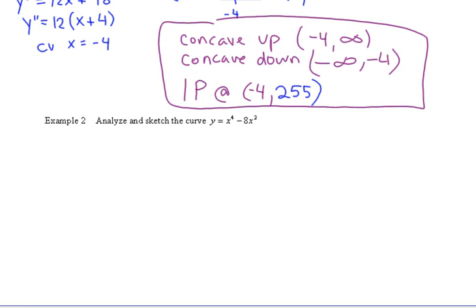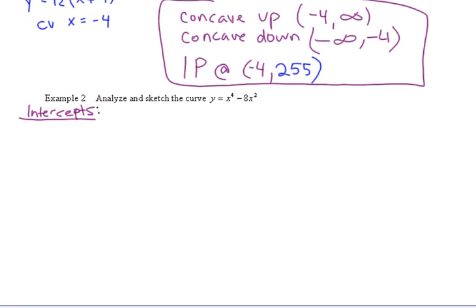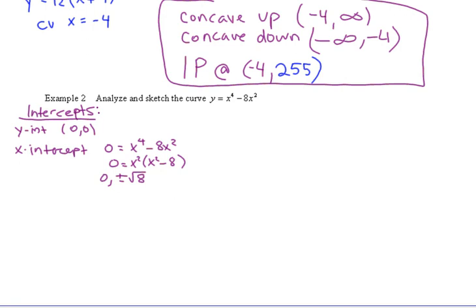So let's start with intercepts. Okay, start with the x-intercept. No, let's start with y. What's the y-intercept? 0, 0. X-intercept. That's one of them. We need to factor. Plus and minus, so 0 plus or minus root 8. So that would be 0, 0, and root 8, 0. Okay. Difference of opinion.